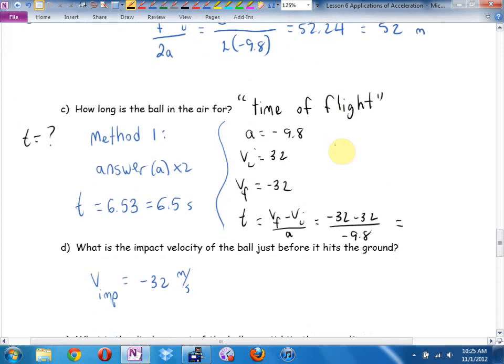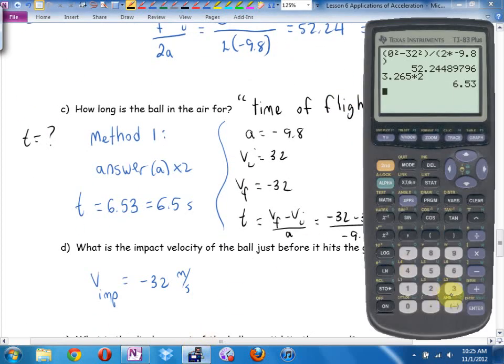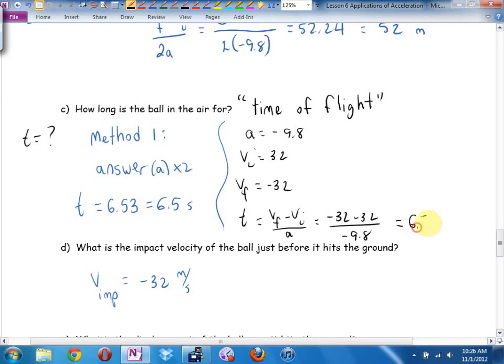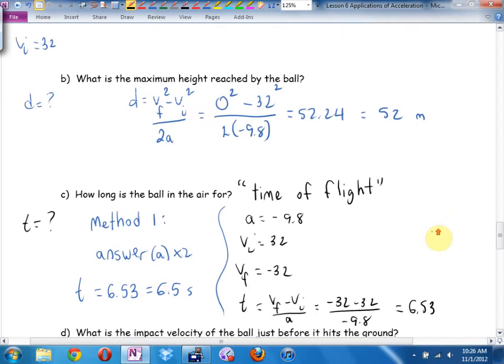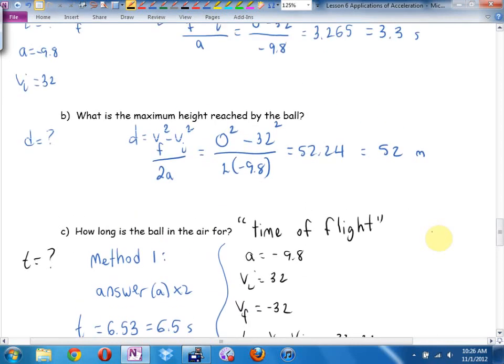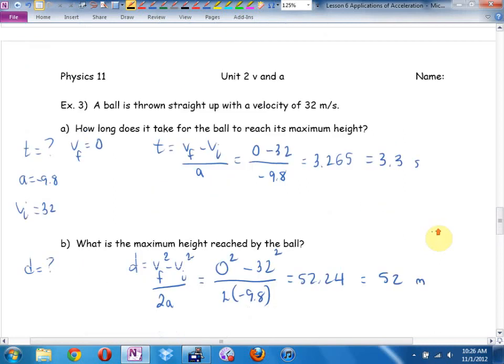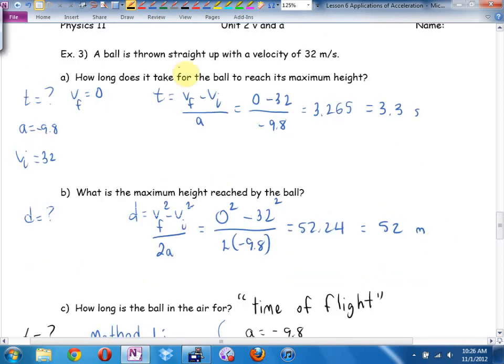So do you get exact? Well, do it. Negative 64 divided by negative 9.8. Negative 32 plus negative 32 is negative 64. 6.531. We're close enough. And by the way, Andrew, for part B, I could have used d equals v i t plus a half a t squared from here using this time, and I would get the same answer.